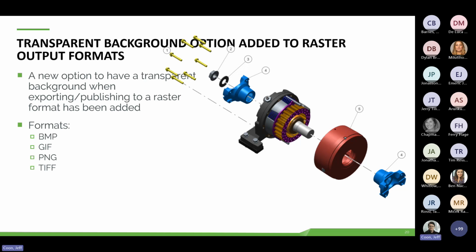Thanks. So this one here, transparent background option for raster formats that support it. So if you go to set up your publish options in Creo Illustrate, or just do a direct export to a raster format, one of the options you now have is to set the alpha channel or the background to be transparent. So pretty straightforward. Again, you can use it for either exporting or publishing to raster formats.